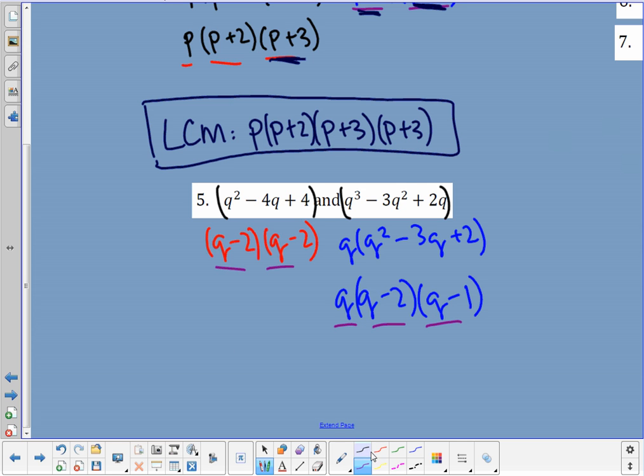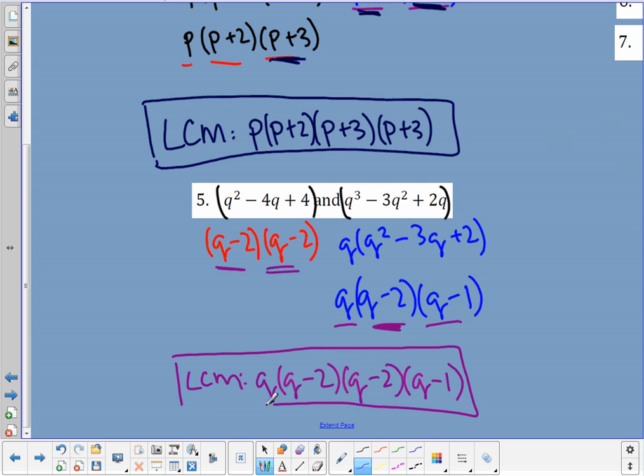So the LCM is going to be, I know I need that factor of q because I have one over here on the right. Then when I look at q minus 2, I have 1 here, but I have 2 there. So the greatest number of times that I see it is 2. I don't need all 3 because neither polynomial has 3 of them, but I do need 2 because this one has 2. Then q minus 1, I have 1 here, none there, but that still means that I need 1 because the greatest number of times I see it is 1. And there's my LCM.